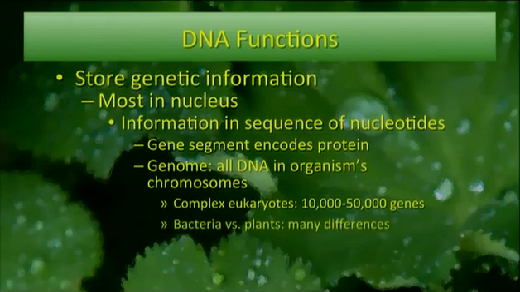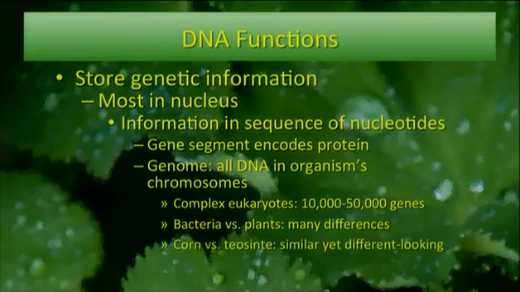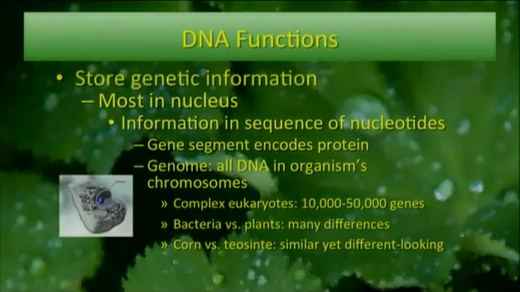So bacteria versus plants, many differences between them. But corn versus teosinte, even though they don't look that similar, are actually very similar to each other. So they think that maybe corn may be descended from teosinte. Okay? So here's a look at a cell. There's a nucleus right here, with the nucleolus.